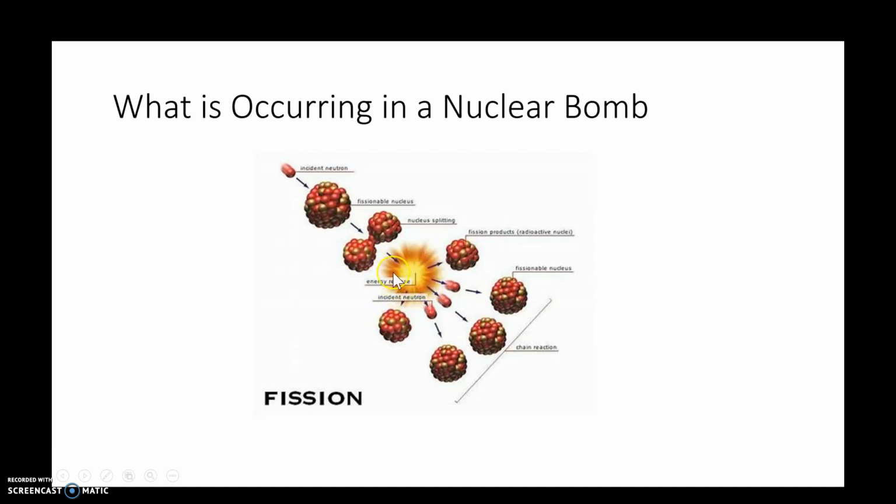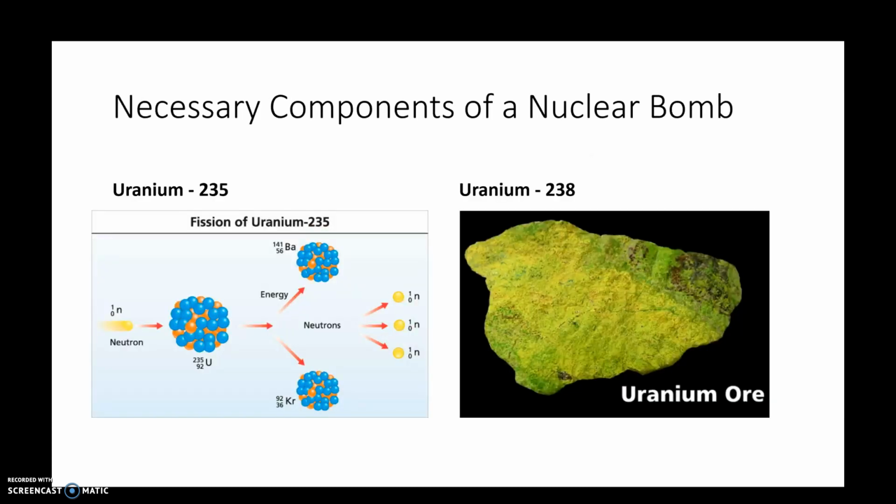In the chain reaction, the neutron splits, spare neutrons project further, hit more atoms, and so on and so forth, which is where all the energy is coming from. And so, in the nuclear bomb that we're familiar with, Hiroshima, Nagasaki, uranium 235 was used, which brings me to the necessary components of a nuclear bomb.